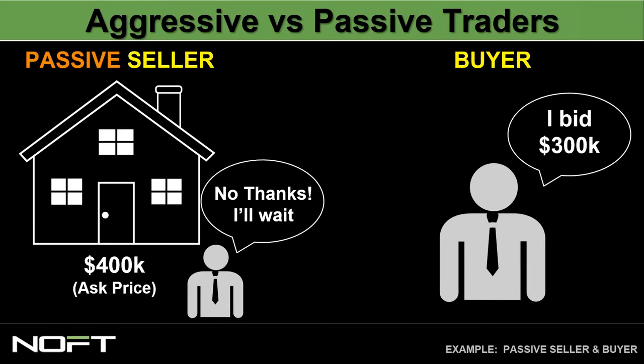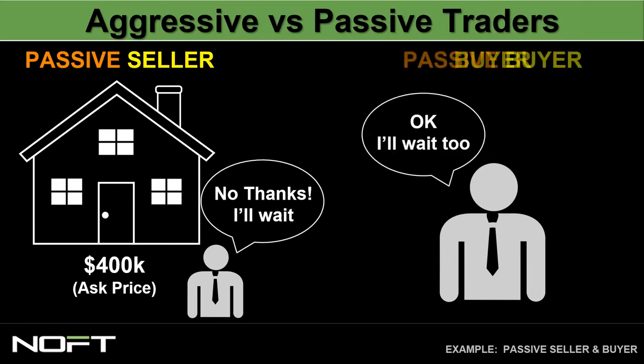You don't jump into it early, you wait for it to reach a certain level. Same thing here. So when you're a passive seller, you're waiting for the market to come to you and you're not making any moves. On the other hand, if that person that made the bid says, you know what, I'll wait too, he's not willing to come up to your level, you have a whole bunch of passive sellers and a whole bunch of passive buyers. What do you think is probably going to happen in the market?